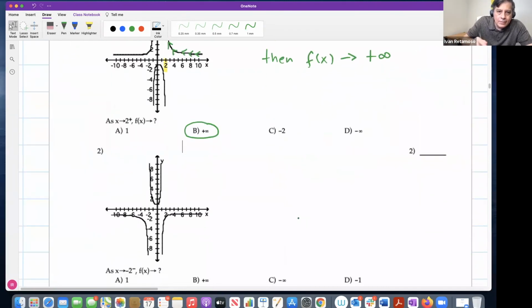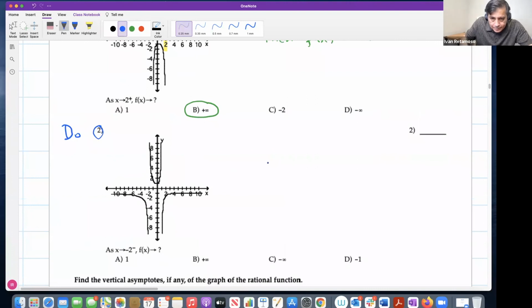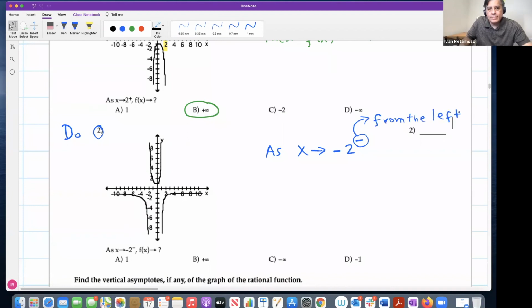Using the arrow notation. Try to get used to it. Do this now. A little bit tricky. It says now, what happens as x approaches -2 with a negative sign on the top? Remember, you're approaching the number -2 from the left. So be careful there. The number -2 is here, and you are approaching from the left.